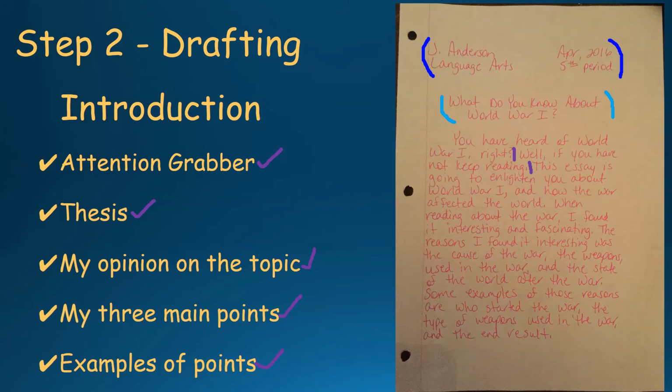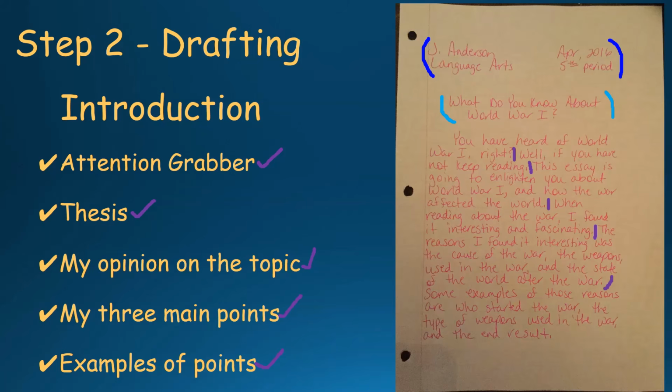Okay, then our thesis comes up next. This essay is going to enlighten you about World War I and how the war affected the world. And then we give our opinion on our topic. When reading about the war, I found it interesting and fascinating. Next, we give our three main points that we're going to talk about in the paper. The reasons I found it interesting was the cause of the war, the weapons used in the war, and the state of the world after the war.